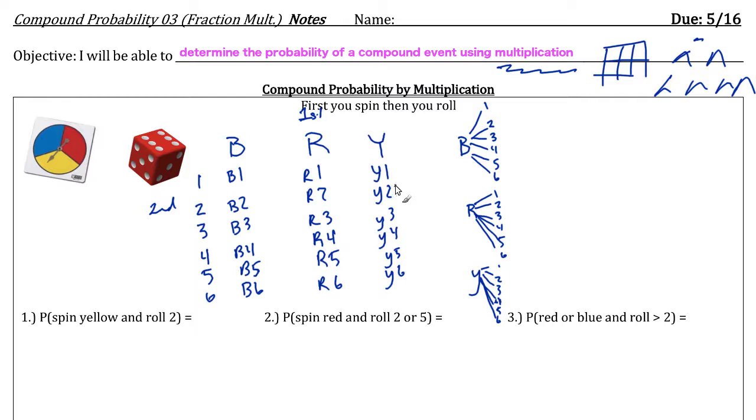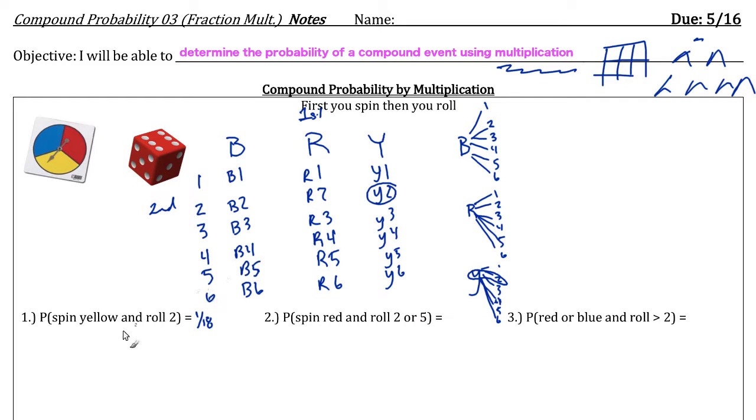So yellow and 2. Yellow 2 is one combination out of 6, 12, 18. So that's only 1 out of 18. We know what answer we should get, 1 out of 18. But there must be an easier way.